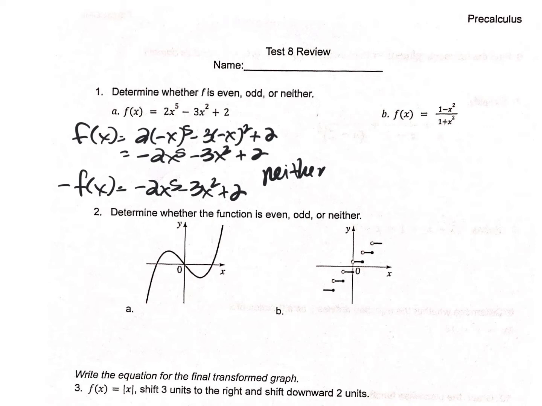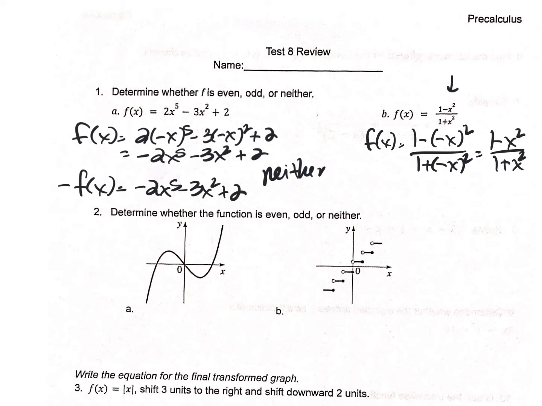Part B, first hint on part B is both exponents are even. When your exponents are all even, that means it cannot be odd. So all I'm going to do is check for even, which means I'm going to plug in a negative x up here, and a negative x in my denominator. That's going to end up being the same thing, because when you square a negative, it goes back to what it was. It goes back to positive. So because I got the same thing, that means that one is even. And again, it's not even because the exponents are even, but it cannot be odd if the exponents are even.